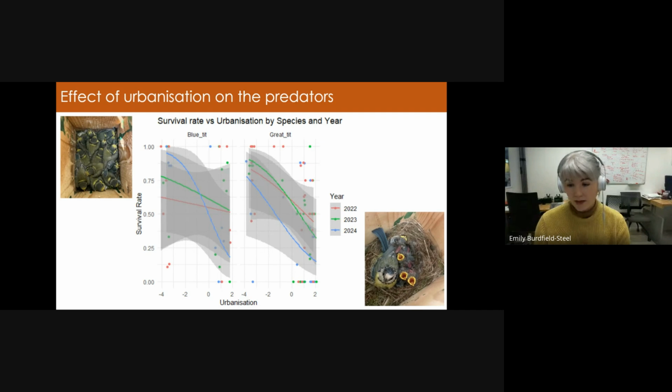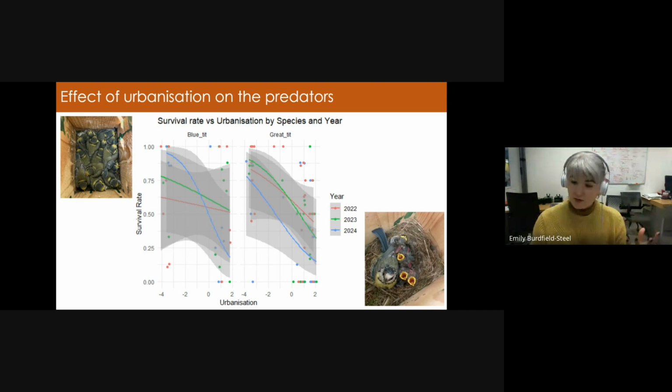If we go to the next slide. And we know that, unsurprisingly, birds are suffering in the urban environment. So this is the survival rate of chicks. As urbanization increases, chick survival nosedives. This is consistent across years. And this is just an example, a more rural box with 14 chicks in it versus a more urban box near Utrecht Central Station, which had just 4 and fledged only 3 chicks that year.